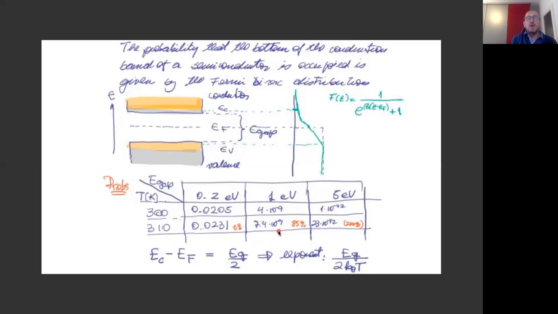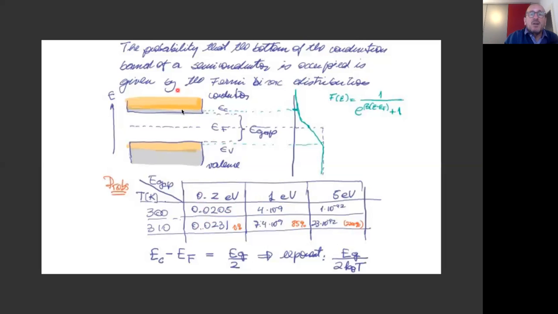If you have an Avogadro number of electrons, then you will have a reasonable number in the conduction band. You will have a reasonable number of electrons up here, anywhere from 10 to the 15 or 16, pretty much good for making some decent current. But with this 10 to the minus 42, there's no chance.